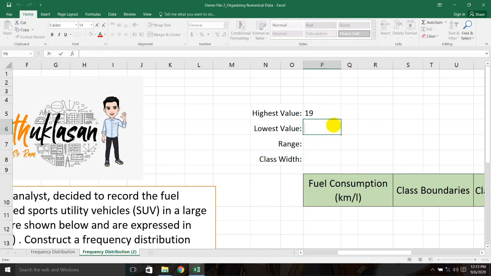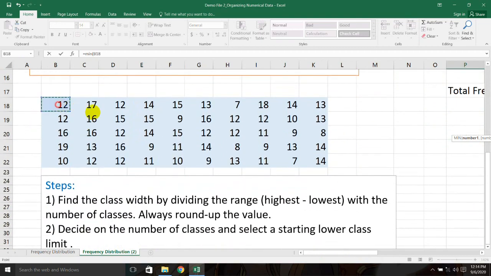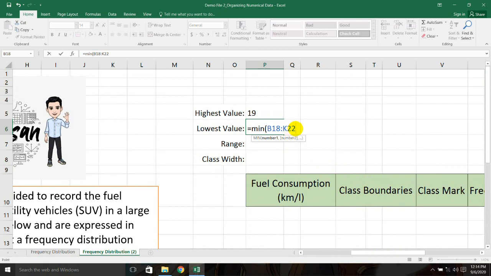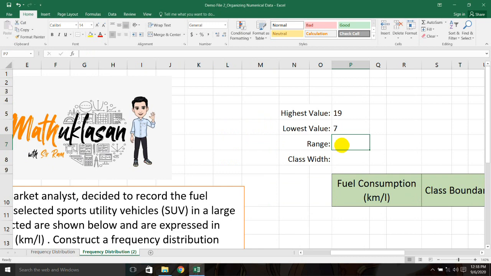And for the lowest value, we will use the minimum function. Same, we just need to select the range of data and then complete the formula by closing the parentheses or simply pressing enter on the keyboard. So we have now the highest and the lowest value. Since we know them, we can get the range by subtracting the lowest from the highest. In this case, it's 19 minus 7, so the range is 12.